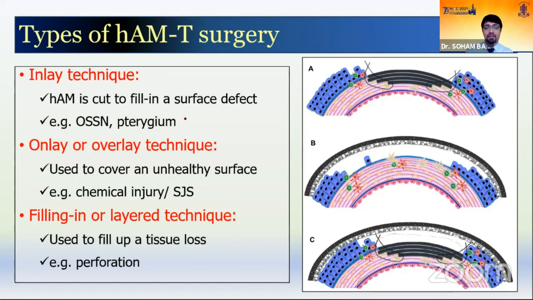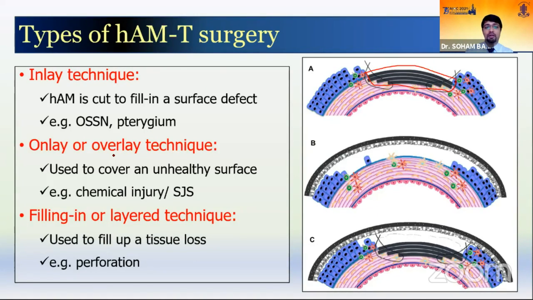And if we look at the types of amniotic membrane surgeries, my co-instructors will be going into more detail. So you have the inlay technique. Here the amniotic membrane is cut to size, fits in like a puzzle, and is sutured or glued to where there is the defect in the ocular surface, usually with the epithelium side up.